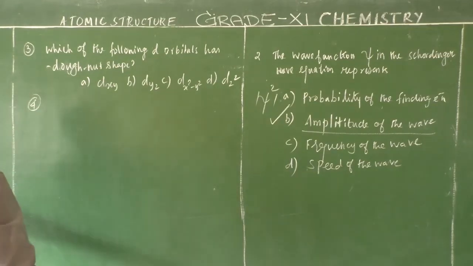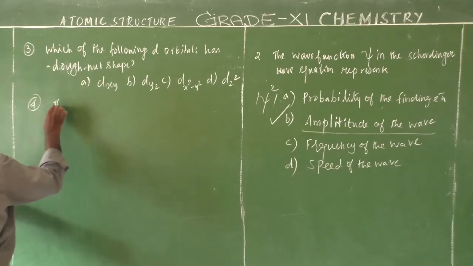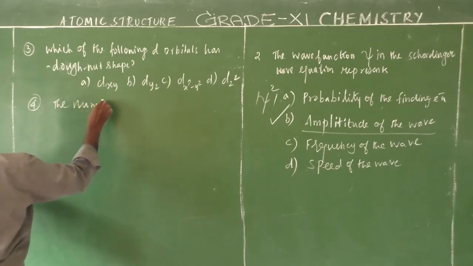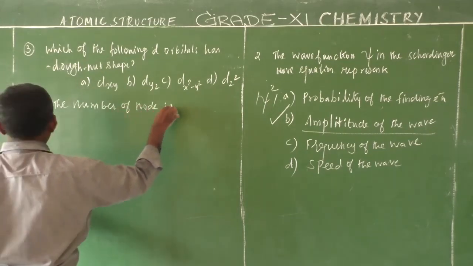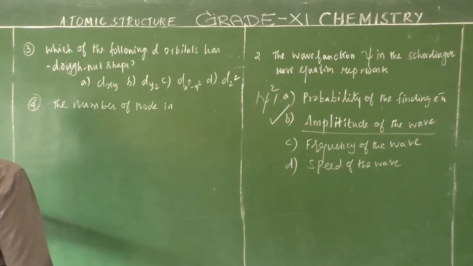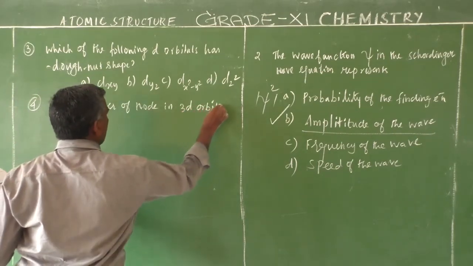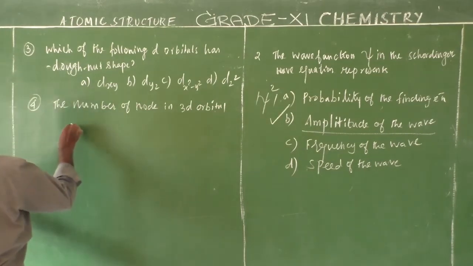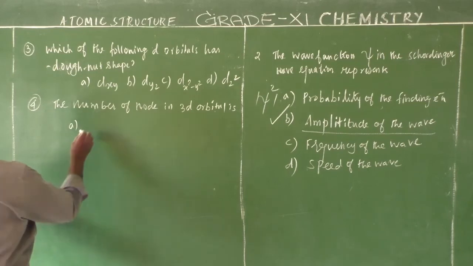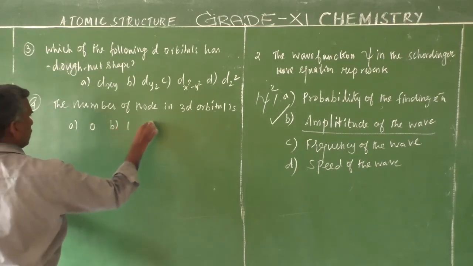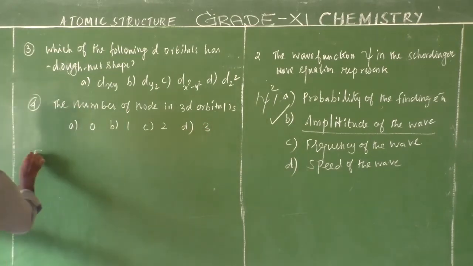Fourth question: the number of nodes in a 3D orbital. Option A, 0. B, 1. C, 2. D, 3.